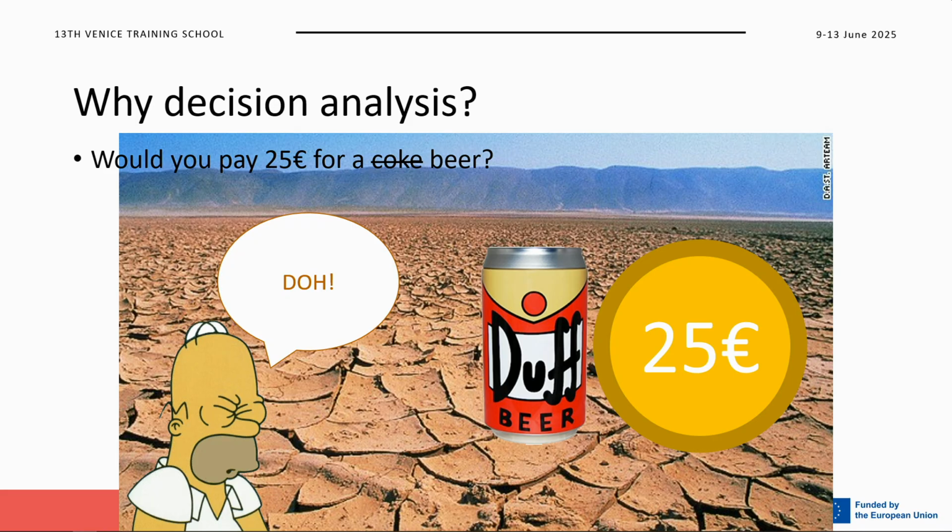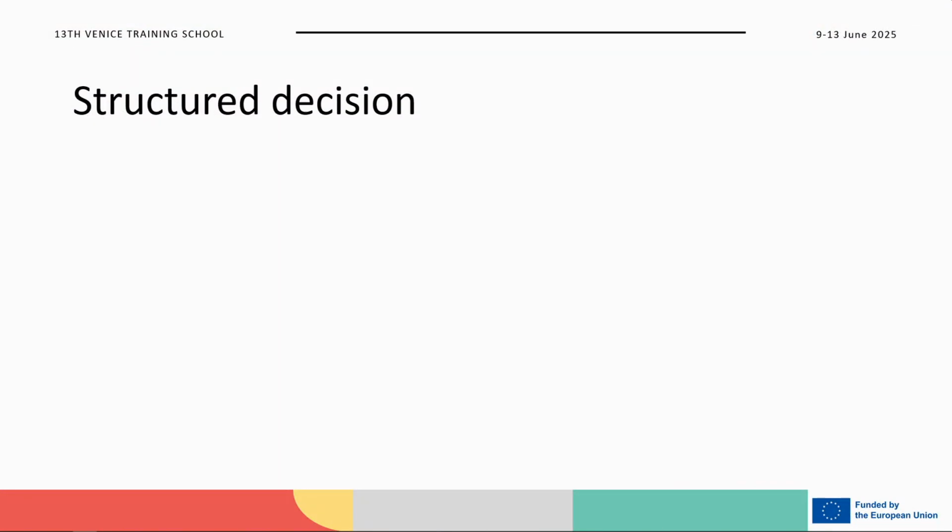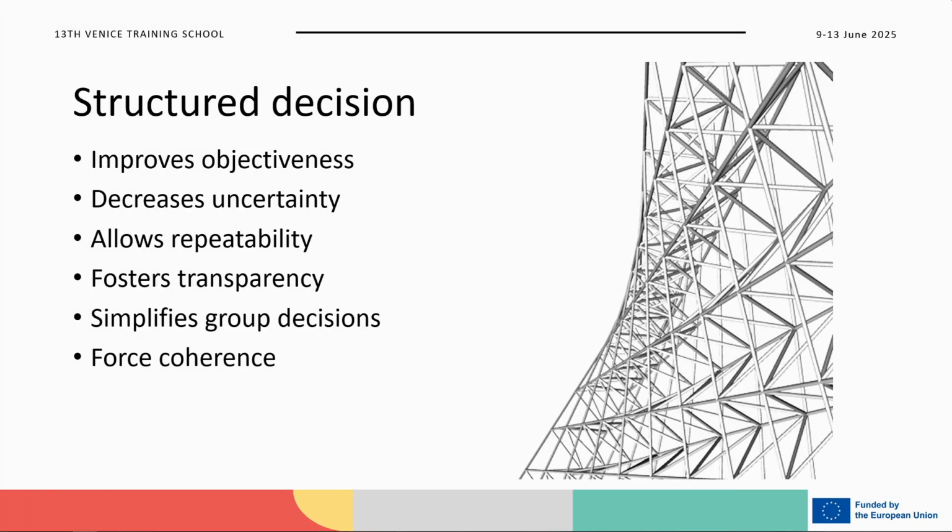So we need to structure the decision, which means creating a set of rules and a set of organizations that help us in taking decisions. When we structure a decision, we get a lot of benefits. We are objective, so we do things the right way, let's say. We decrease the uncertainty, of course. We allow repeatability, which is important.